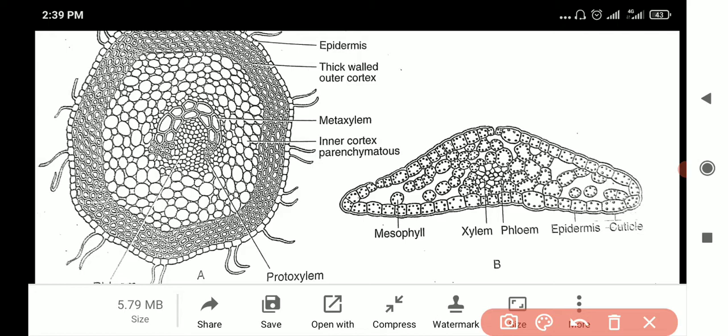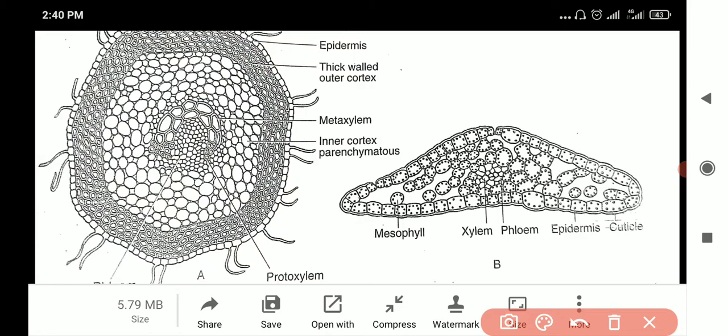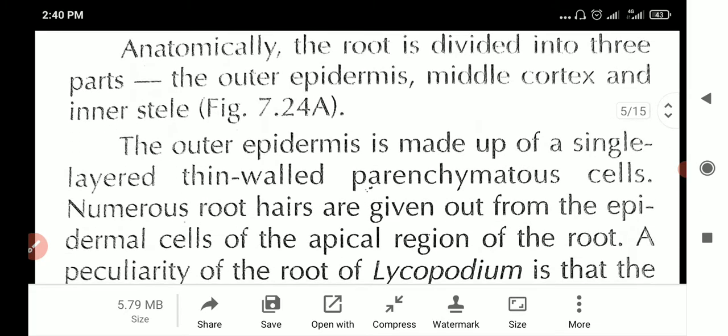Okay, if we look at the TS of the root, we find there's a single layer epidermis. Then we find a thick layer of outer cortex cells. Then you have another layer of inner cortex cells. Then you have xylem, and in the middle you have the phloem. Just by looking at the diagram, you can describe in your own words if they ask about the TS of the root. Okay, so let's look.